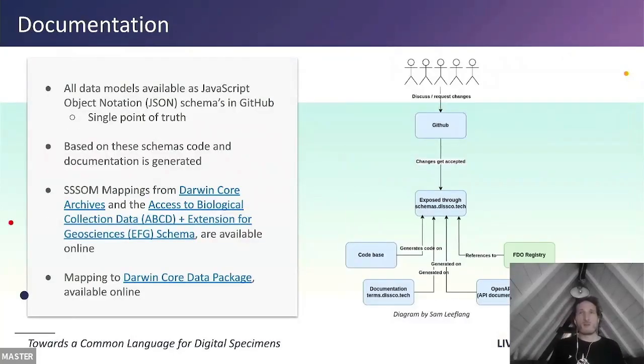Okay, then last part, documentation. We described all our data models as JavaScript Object Notation schemas. These are schemas for how the JSON should look, and we put them in GitHub, which is our single point of truth. This is where we can discuss and request changes, and we then automatically expose these to schemas.disco.tech, the web page, really technical, where you can find all the schemas.